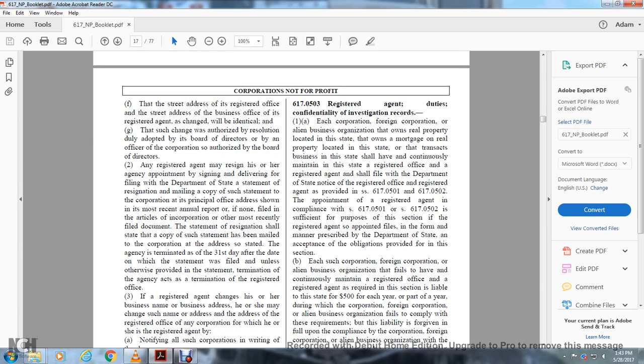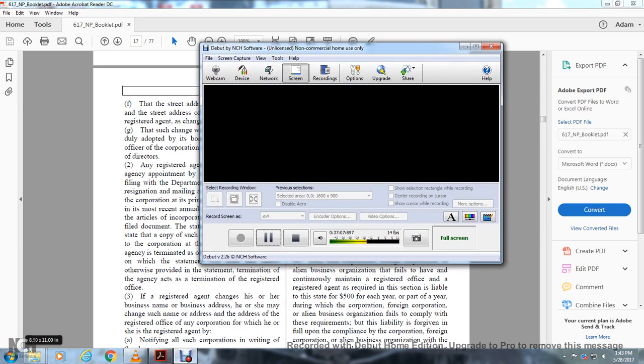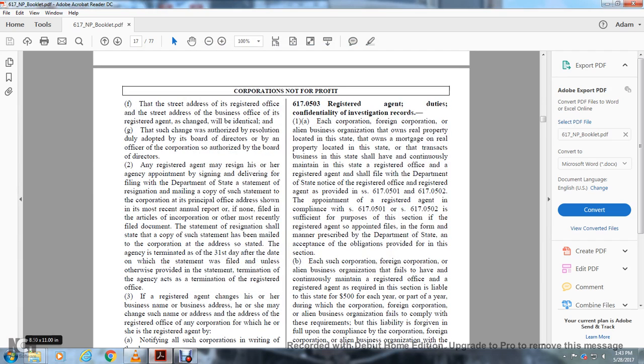Alright, we're going to stop there. Let me check the time on the reel. Alright, we'll go a couple more pages.